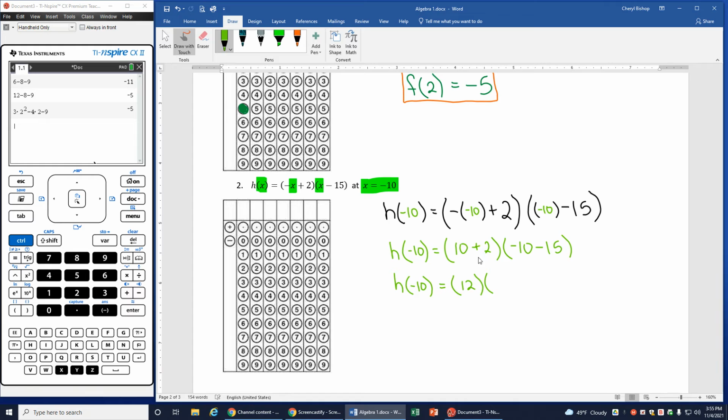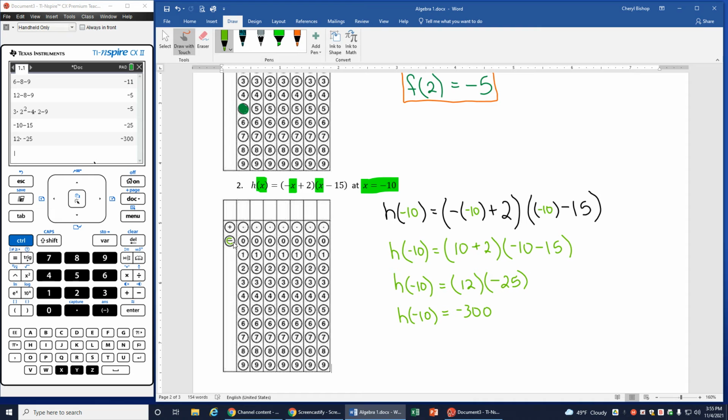Again, if you have a hard time with positives and negatives, this is important. Don't be afraid to use your calculator. So I'm going to do a negative 10 because it's out in front. So negative 10, and then this is going to be a minus 15. Minus 15 gives me a negative 25. So again, don't be afraid to use your calculator when you're adding and subtracting with negatives, because I know sometimes that can be tricky. 12 times negative 25 gives me a value of negative 300.